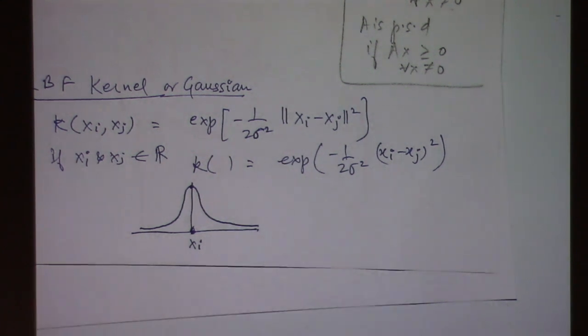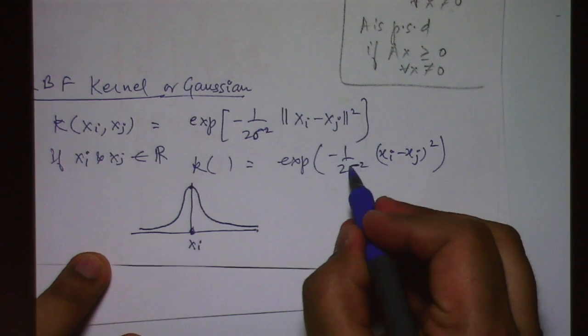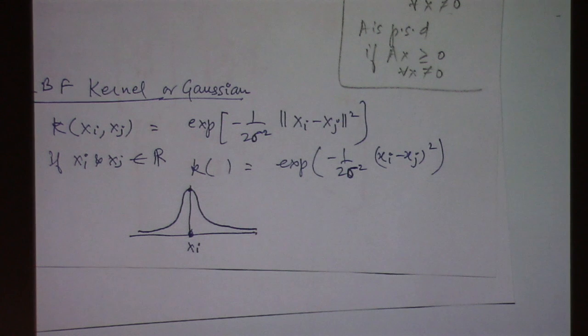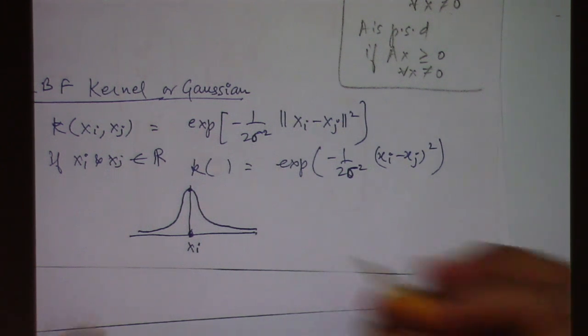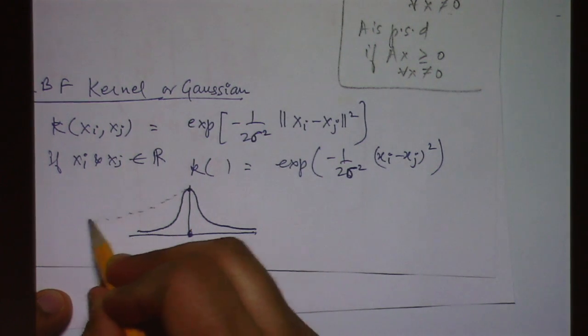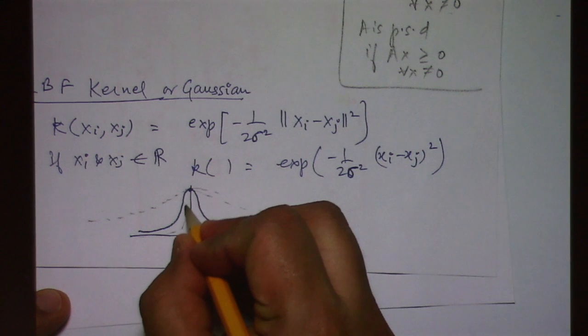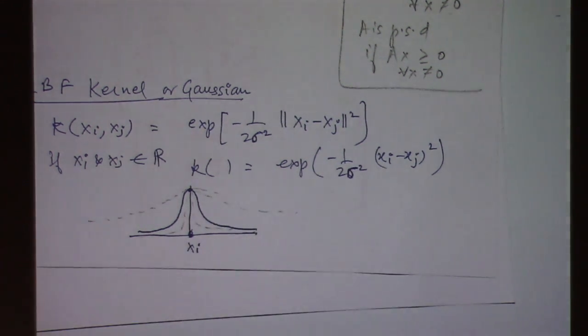And how fast it goes down or how slow is determined by this sigma. If sigma is very low, then this is going to go down very slowly, like this. It will go down, but slowly. And if sigma is very high, then it's going to be pretty sharp, like this. So sigma lets you do this.